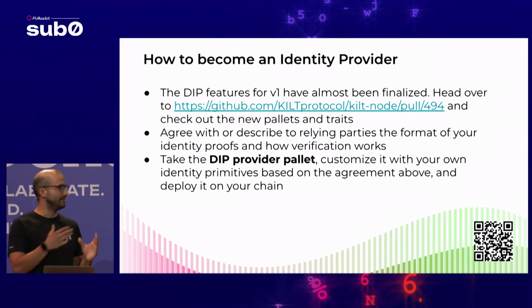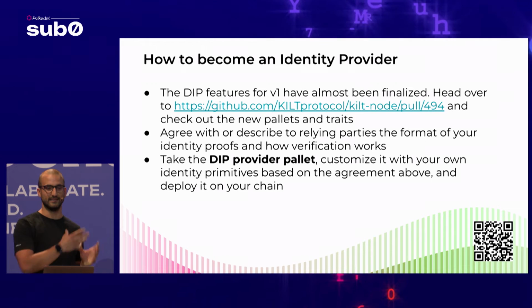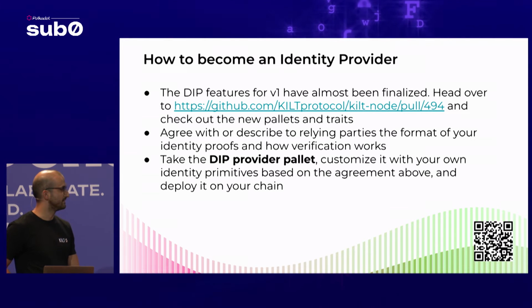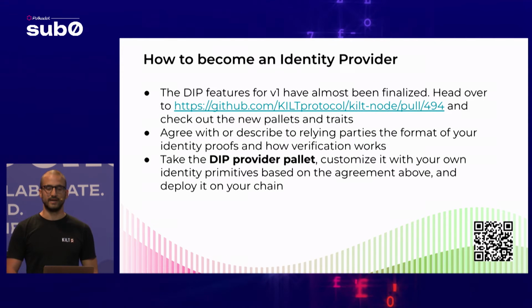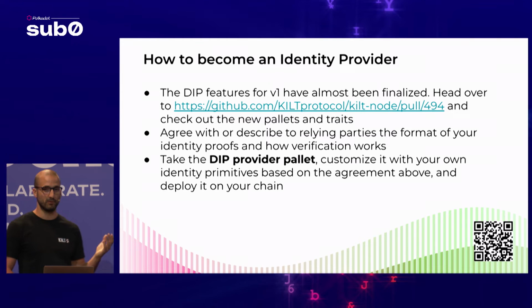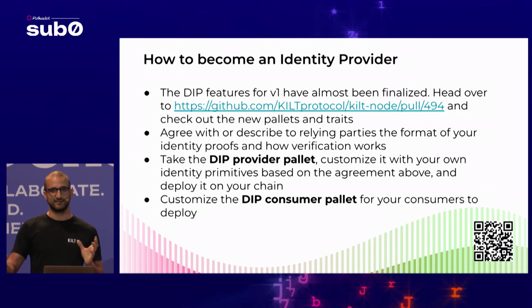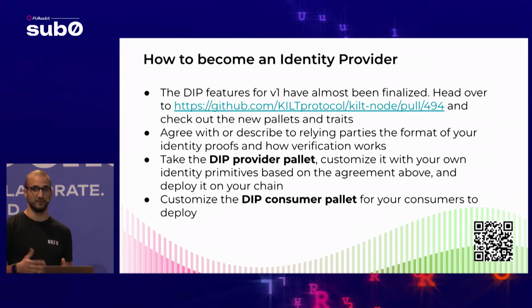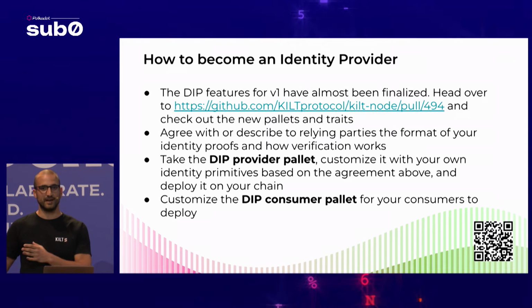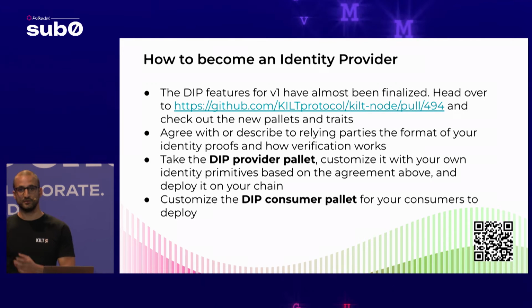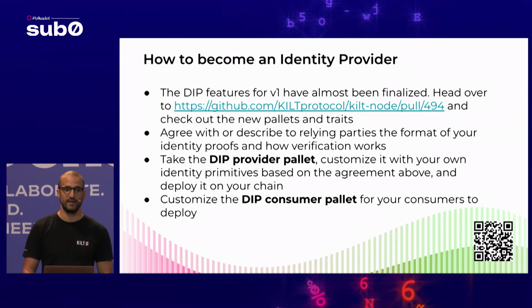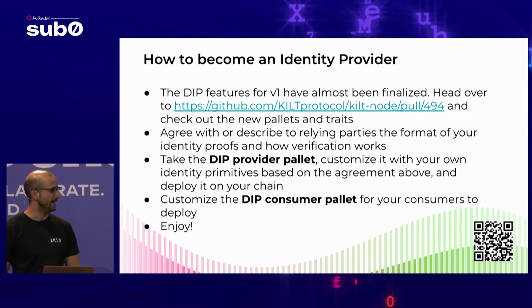And then you would take the DIP provider pallet, which is, again, a self-contained pallet. You customize it with your own identity primitives, and then you just deploy it on your own chain. And then you basically provide a customized version of the consumer pallet that other parachains can just grab, deploy into their own runtime, and then start using your identities right away. And I will show how that's done.